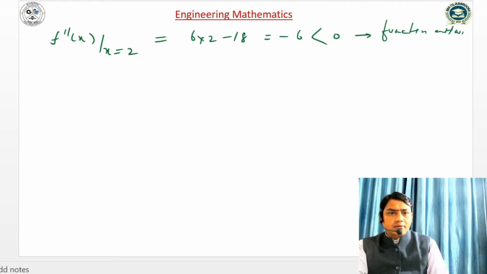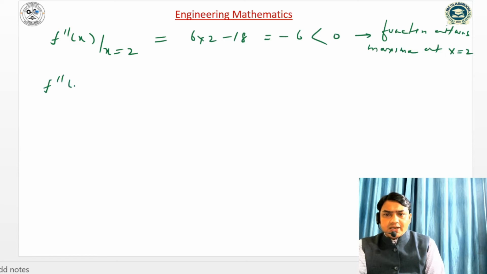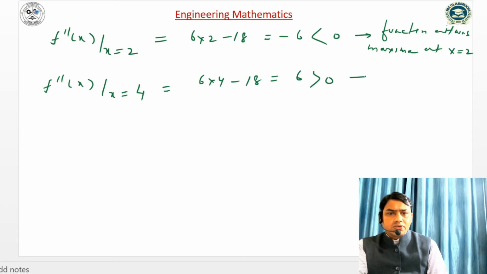So function attains maxima at x is equal to 2. Similarly, f double dash x at x is equal to 4 will be 6 into 4 minus 18. So it will be 6, greater than 0. So function attains minima at x is equal to 4.